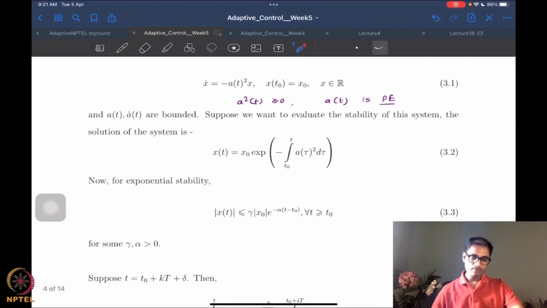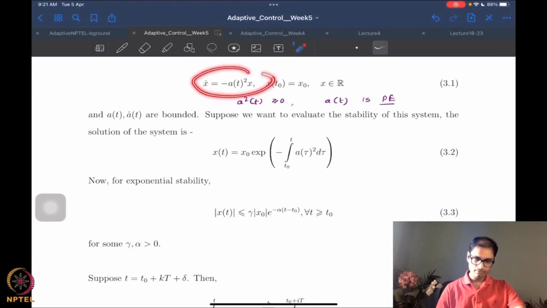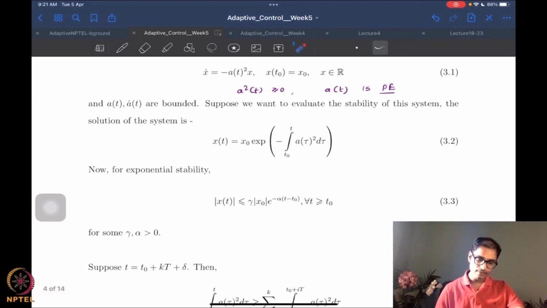Now, if you want to evaluate the stability of the system, what will I do? I will just integrate it. It's a scalar system, not difficult to integrate at all. So we will simply integrate this scalar system. And what will I get? Just by taking x to this side and then integrating this over time and this over x, I will get something like x of t is x0 exponential of minus the integral from t0 to t of A of tau squared d tau. Very standard integration, nothing too difficult or too unusual.